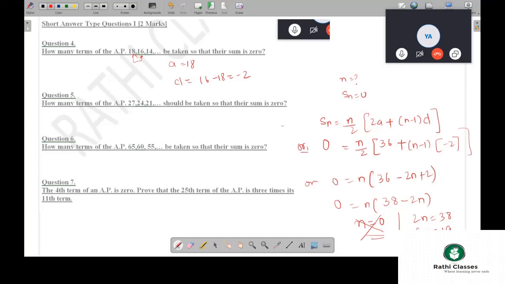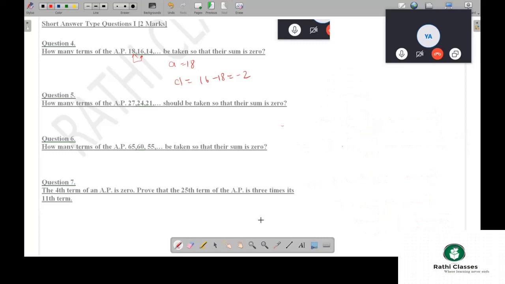Is it clear? Yes. Same type of problem you can practice over here. Question number 5, you try, and let me know the answer. Question number 5, question number 6. All these 3, 4, 5, 6 are of the same kind. So how will 7 be done?